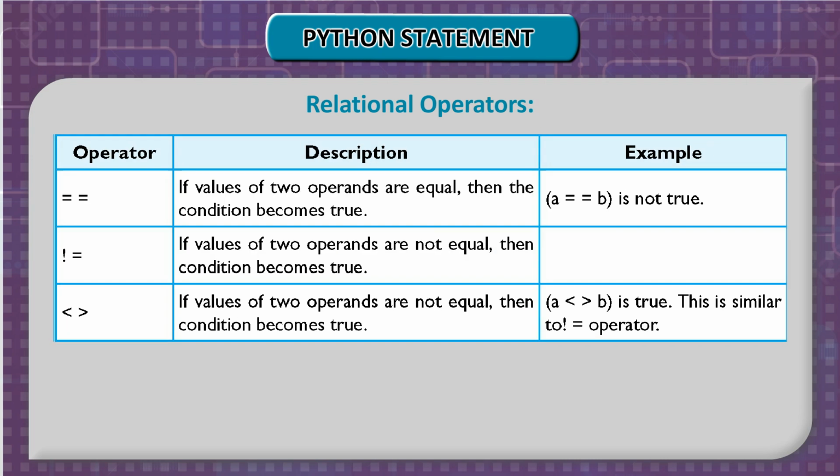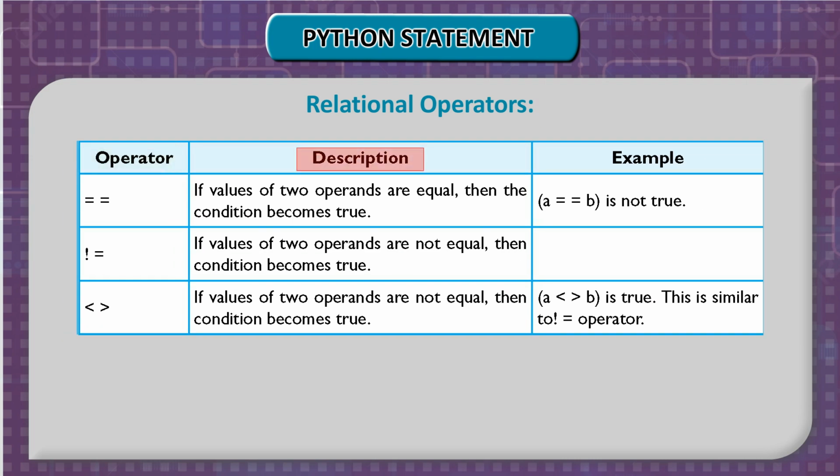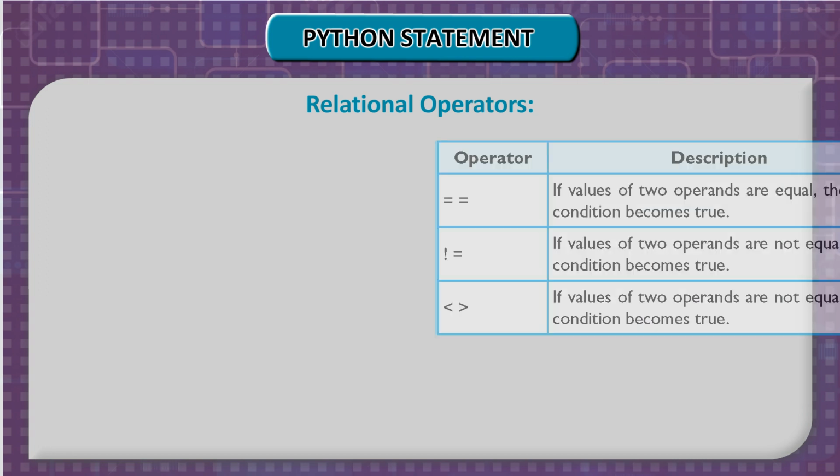Relational operators: operator, description, example. Equals, not equals, less than greater than. If values of two operands are equal, then the condition becomes true. If values of two operands are not equal, then the condition becomes true. a equals b is not true. a less than greater than b is true. This is similar to the not equals operator.